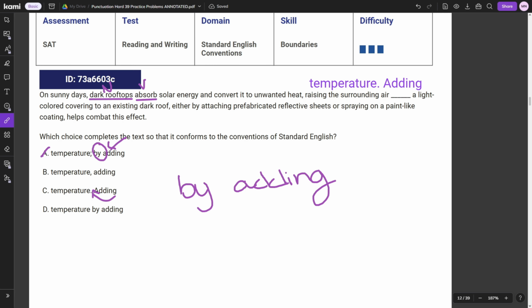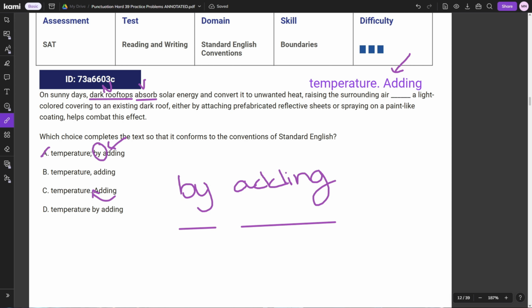Whenever you have the word by, followed by a verb that ends in ing, it turns that part of a sentence into a modifier. However, this time we don't have the word by in our sentence. We just have adding by itself. And this actually makes adding the subject of the sentence.